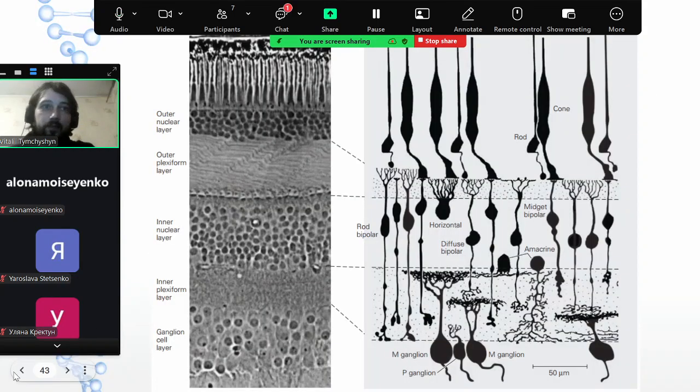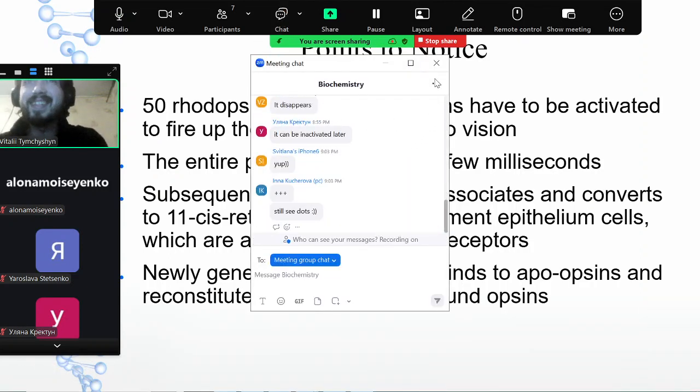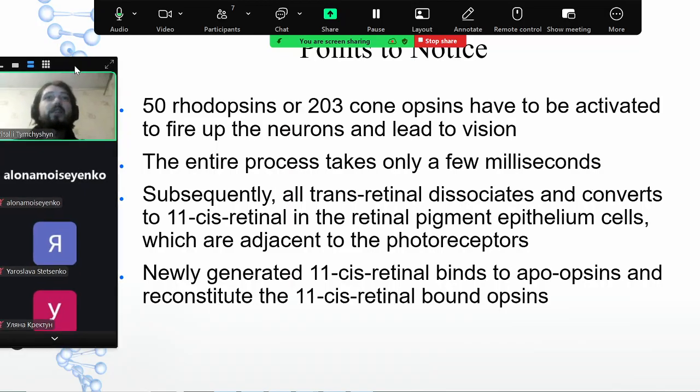Good. Still see dots. That will go away just after some small amount of time. Good. There is a very similar thing with colors, but I have left it for you for the homework.